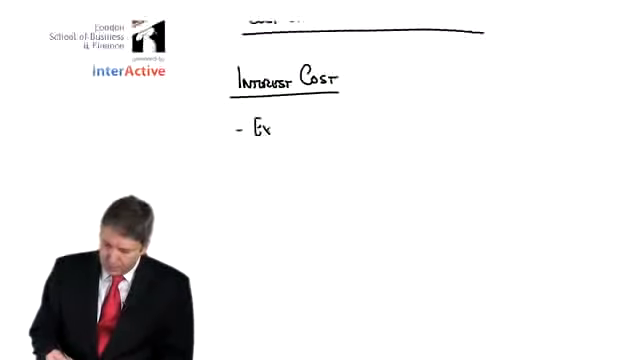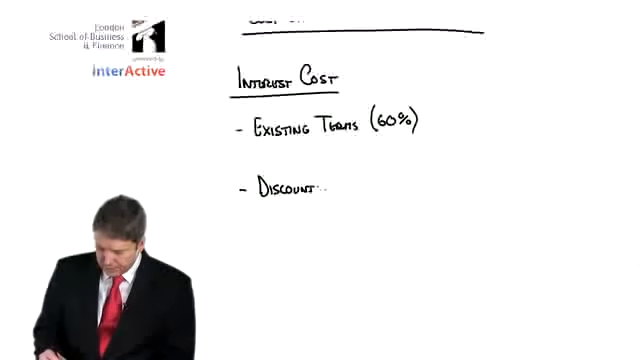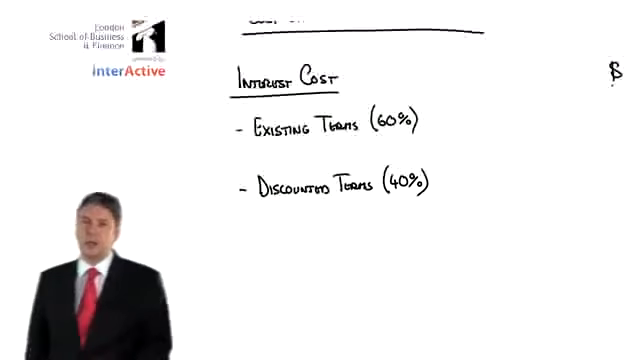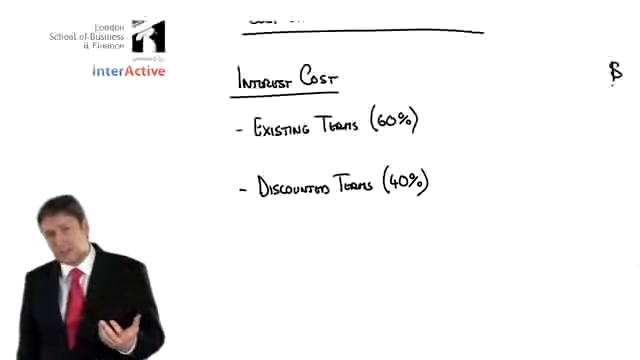We have those people paying over existing terms, and I believe we have 60% of people doing that, and those people paying over discounted terms, and they are 40%. Yes? Now, we've got quite a lot of detail going on here. And what I'd like to do is just to remind us of how this works.